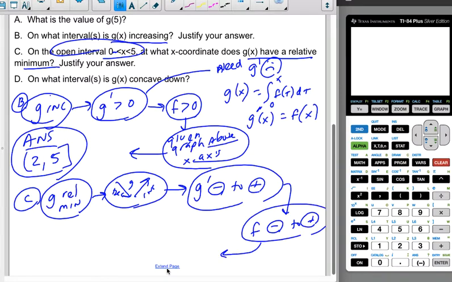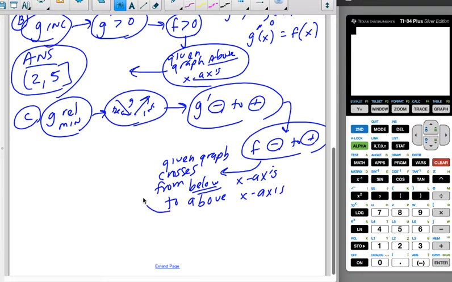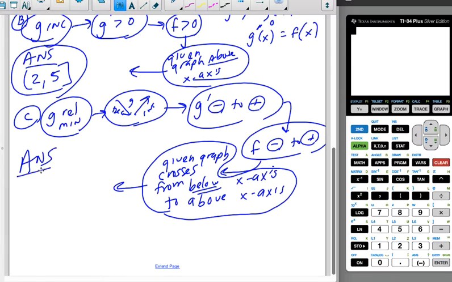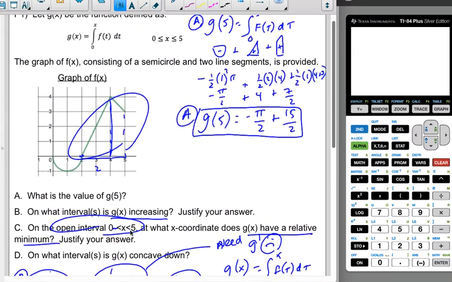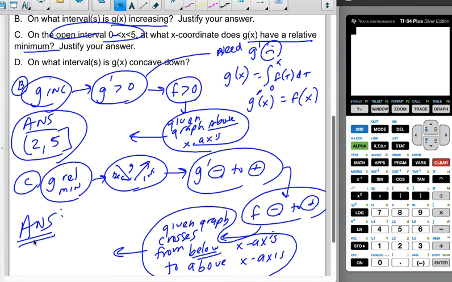And what that's going to mean we're looking for with our eyeballs is where the given graph crosses from below the x-axis to above the x-axis. That's what we're looking for with our eyeballs, is where the given graph crosses from below the x-axis to above the x-axis. And then sure enough, if we look up here, we're going to find our answer, right? The given graph crosses from below the x-axis to above the x-axis right here, right at 2. So x equals 2, okay?